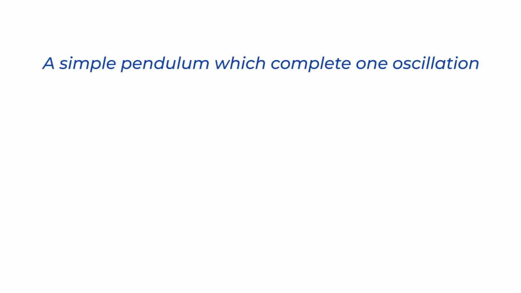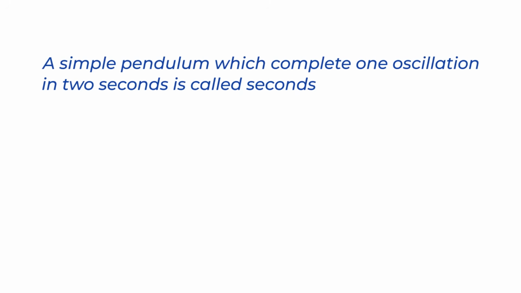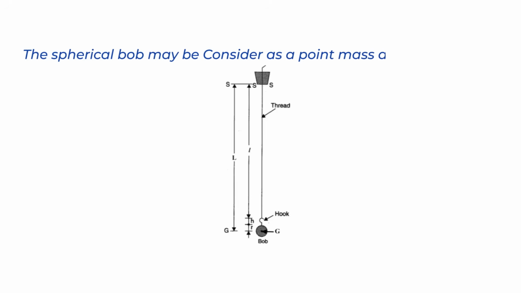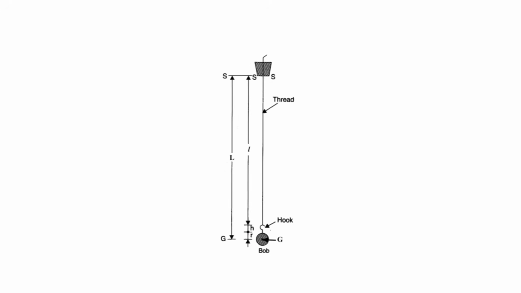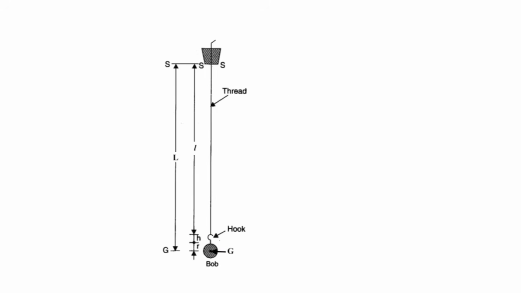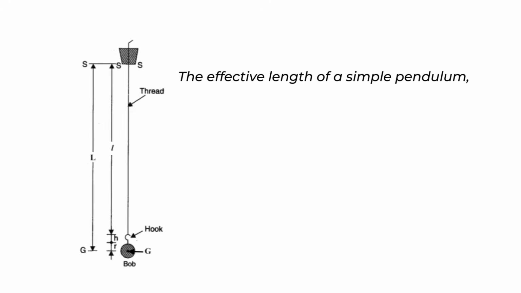A simple pendulum which completes one oscillation in 2 seconds is called a seconds pendulum. There is no ideal simple pendulum in practice. The spherical bob may be considered as a point mass at its center G. The distance between the point of suspension S and the center G of the spherical bob is to be regarded as the effective length of the pendulum. If the radius of the bob is R, the length of the hook is H and the length of the thread is L, then the effective length of a simple pendulum is L equals L plus H plus R.